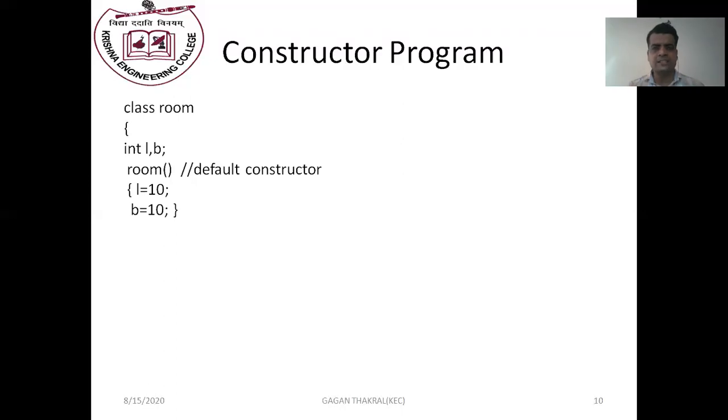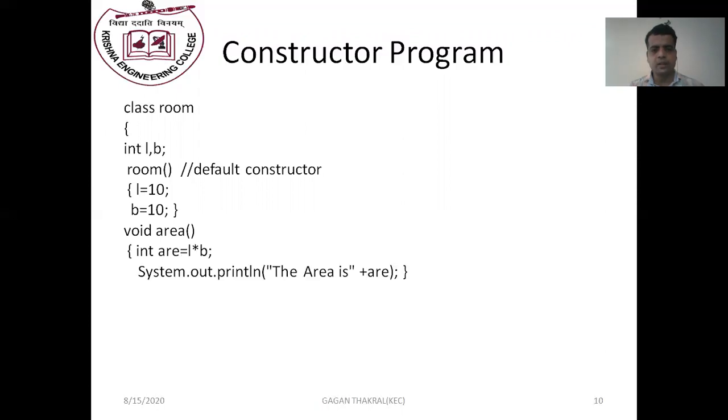So in other words, we can say that constructor is used to initialize the variables, and in this program we write a default constructor and initialize the variable length L as value 10 and B as value 10. Now we write a function void area, and in the definition of this area function we multiply the value of L and B, store the result into integer type variable R, and then we print the area is R.